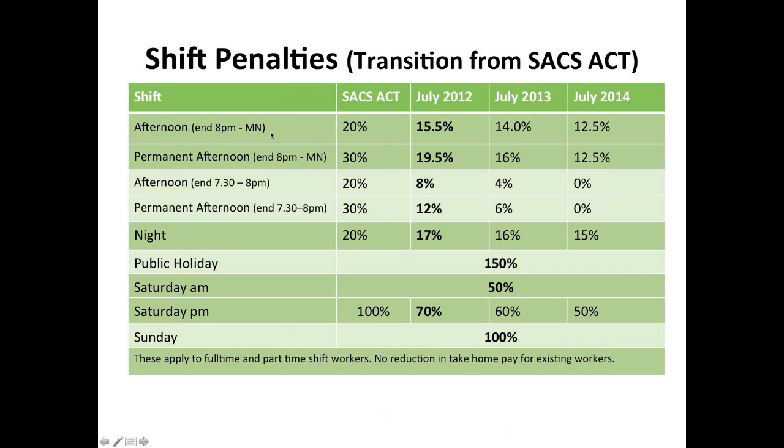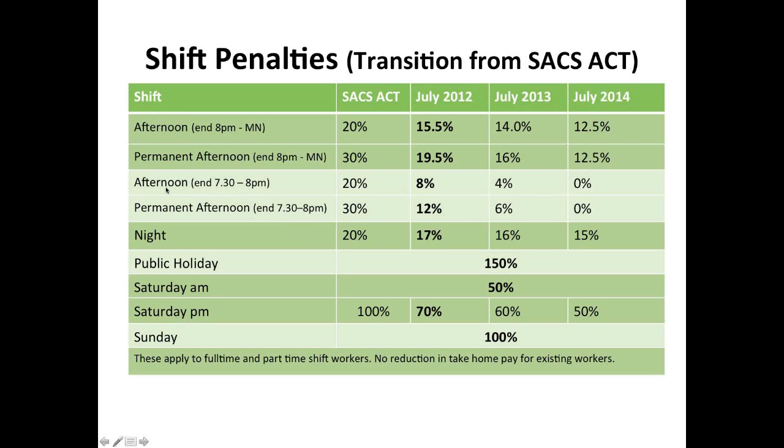In terms of the ACT, it's the same application. So we used to have an afternoon shift of 20% and a permanent afternoon shift of 30%. However, these provisions don't apply in the modern award. It is only a 12.5% loading. So again, as we've already looked at for the other two states, we phase those loadings down proportionately. These are the figures from July last year, 15.5 and 19.5. However, from July this year, we'll be looking at a 14% and a 16% drop. And then, as we say, come July 2014, we'll only be sitting on the modern award application.